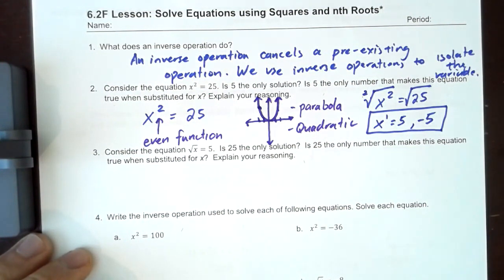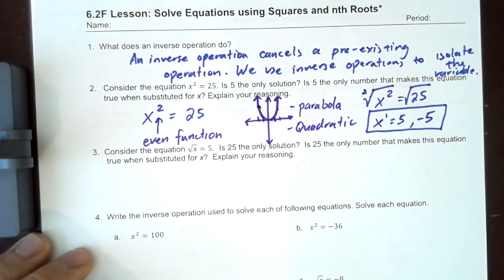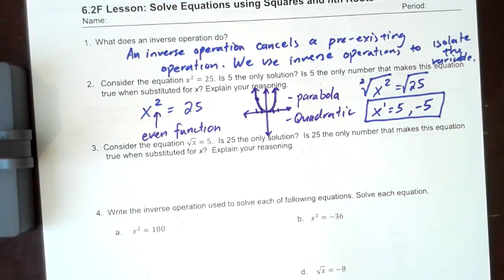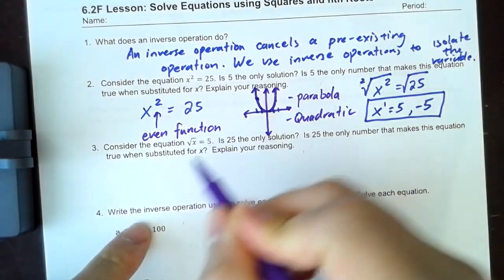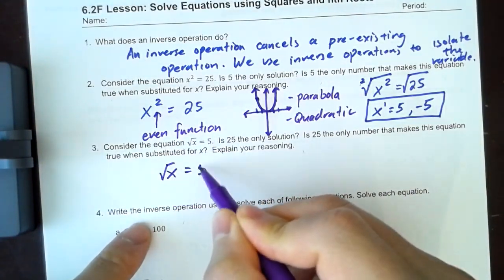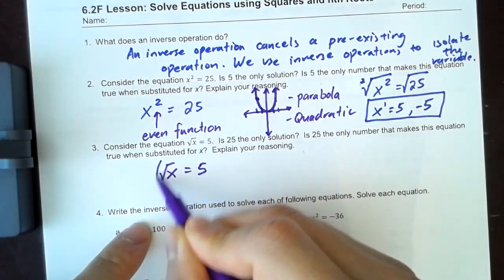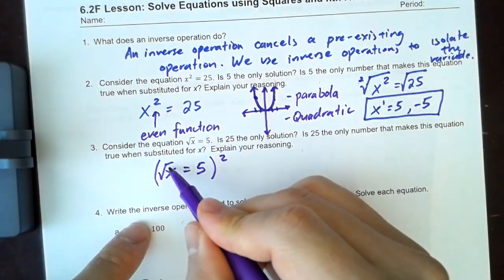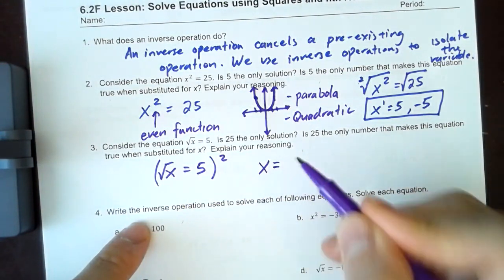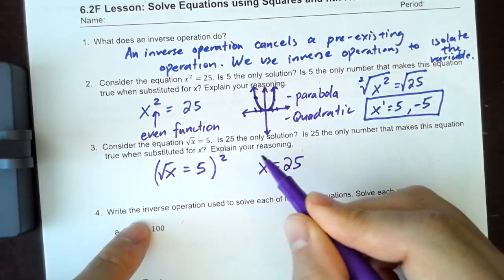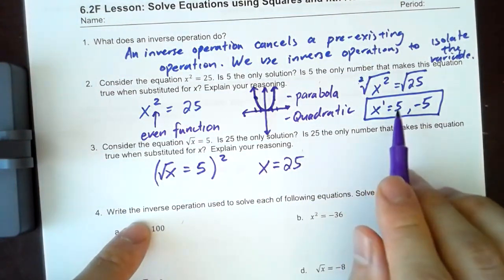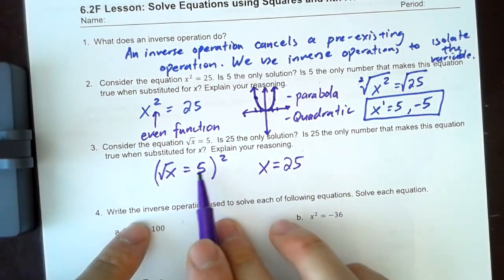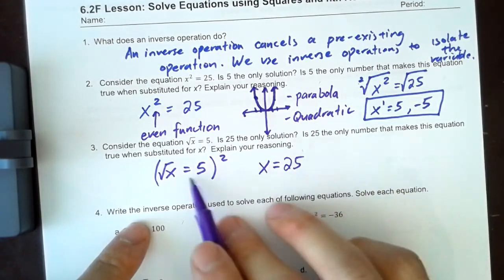Consider the equation square root of x equals 5. Is 25 the only solution? This is a very, very good concept. When you have square root of x equals 5, you want to square both sides, right? Essentially, you want to square the entire thing. So if you square the entire thing, it's still the same answer. And the square root of x squared is going to equal x, and then 25 is the only answer here, though. So we have two answers when we're solving for x in this method, but when we have square root of x equals 5, the only answer is 25.